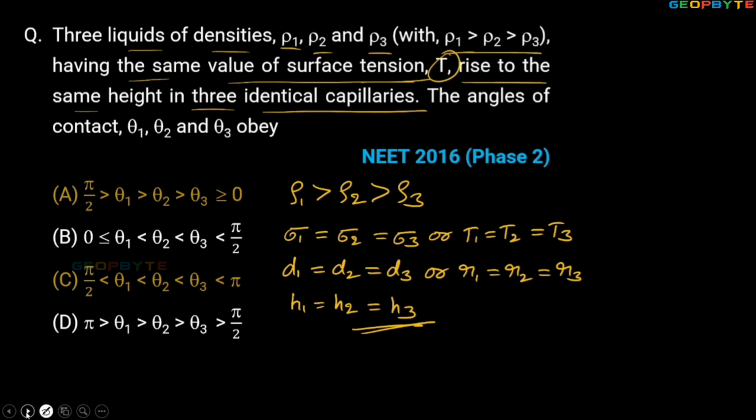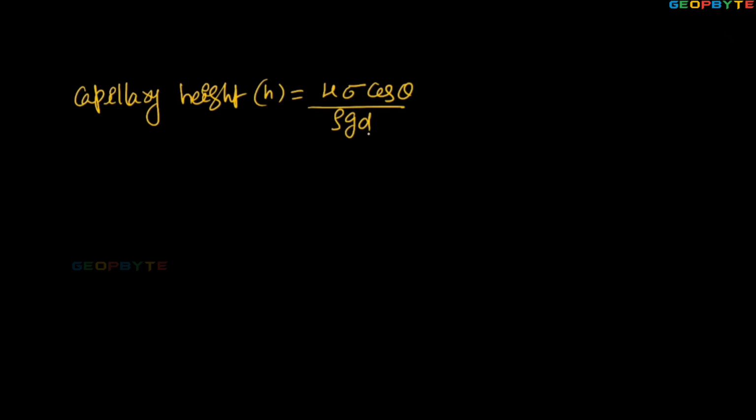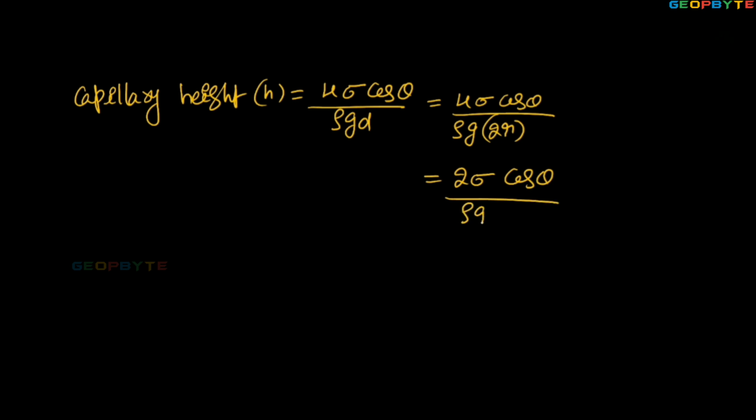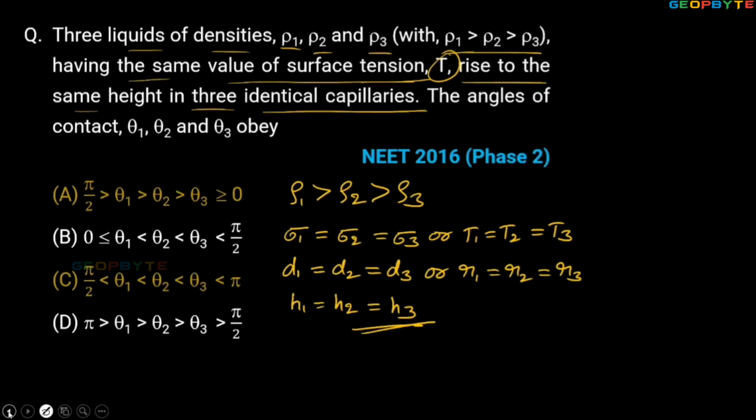Okay, as you know, the capillary height h equals 4 sigma cos theta by rho g d in terms of diameter. Of course, it can also be written as 4 sigma cos theta by rho into g into d, where d equals 2r. It can also be written as 2 sigma cos theta by rho g r, because diameter d equals twice the radius. Okay, then let's see what you are asked to find.